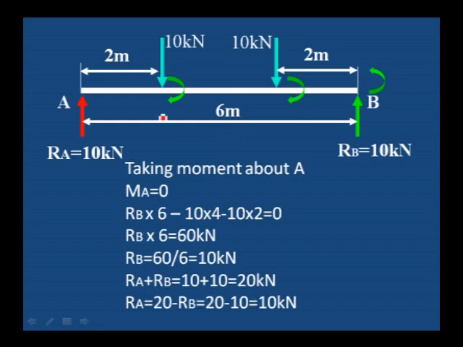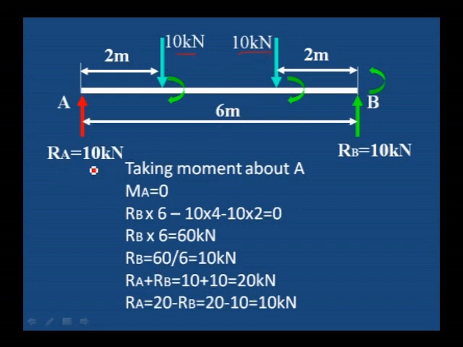You can observe here, from A, a 10 kilonewton load is acting at a distance of 2 meter. Similarly, from B, a 10 kilonewton load is acting at a distance of 2 meter. Both the loads are symmetrically placed at an equal distance from A and B. That is why when the load is symmetrical, the reactions will be equal.